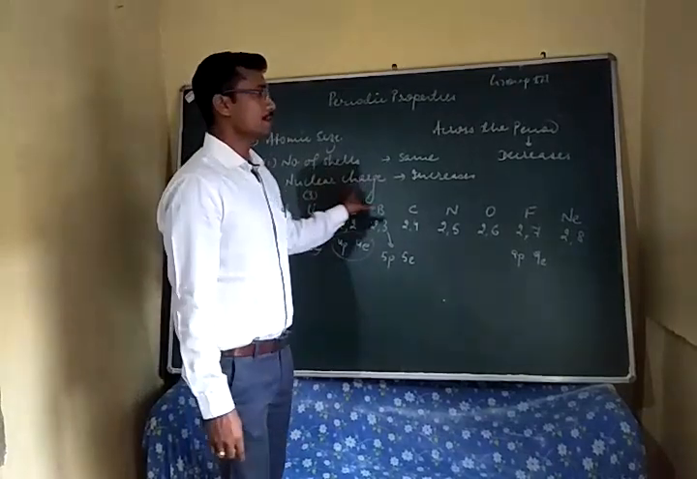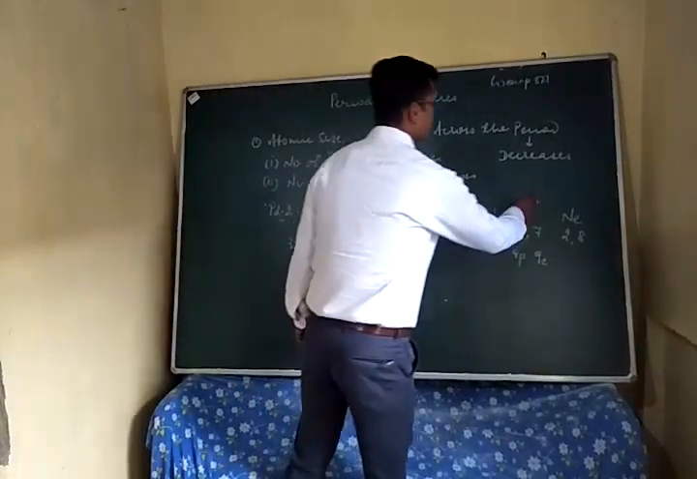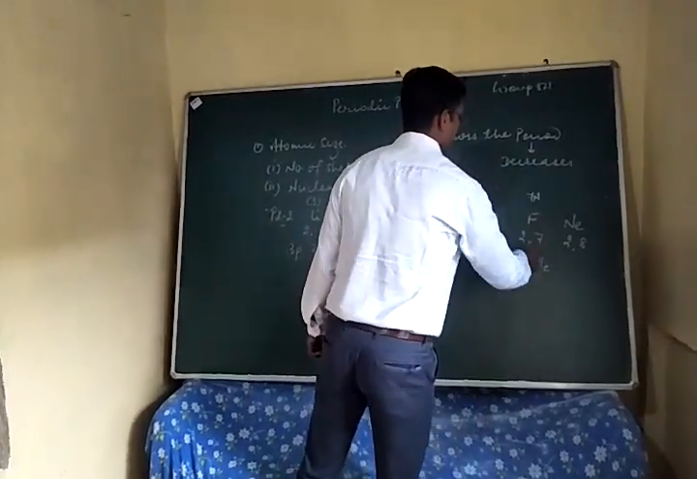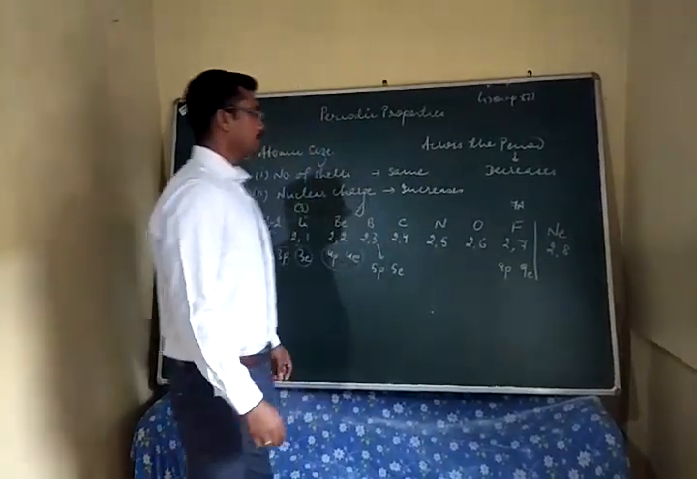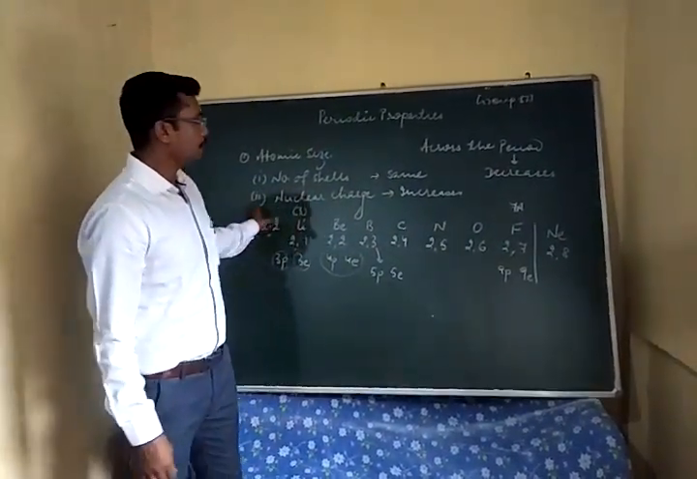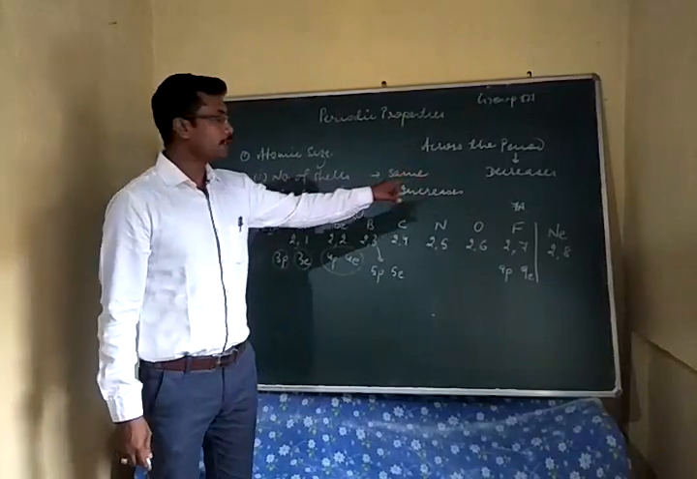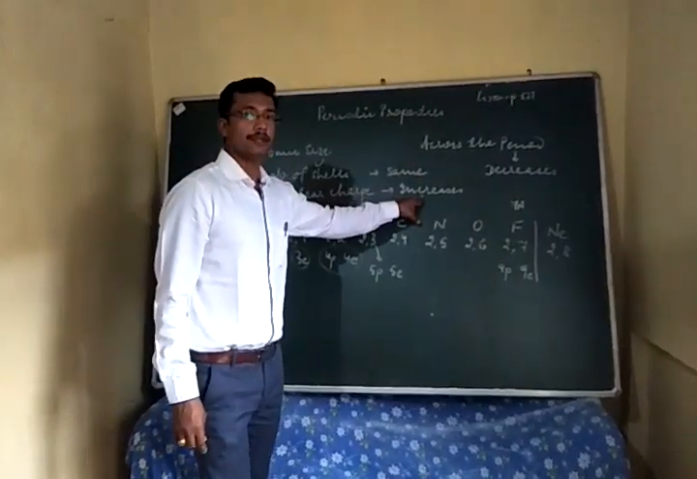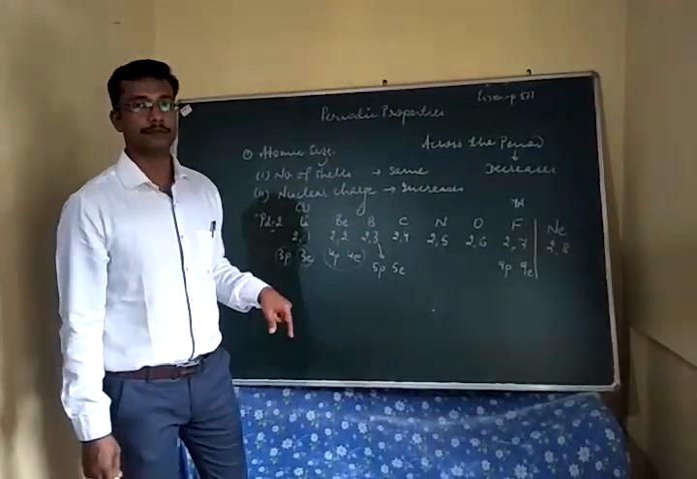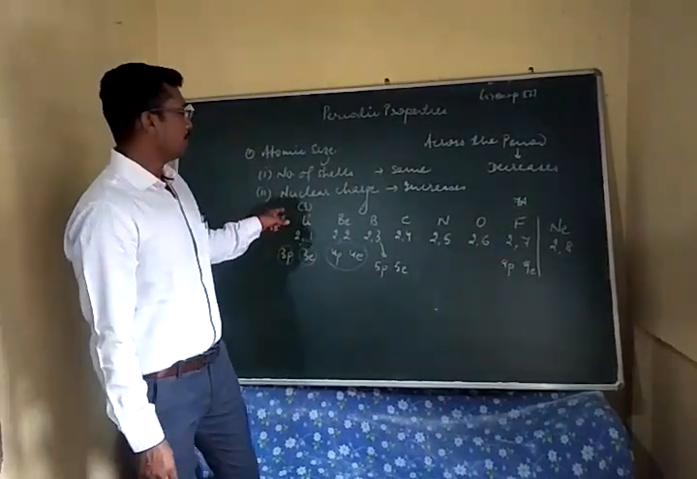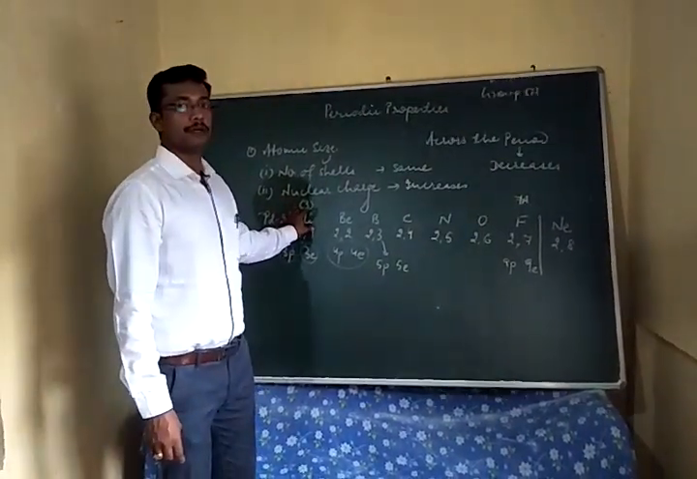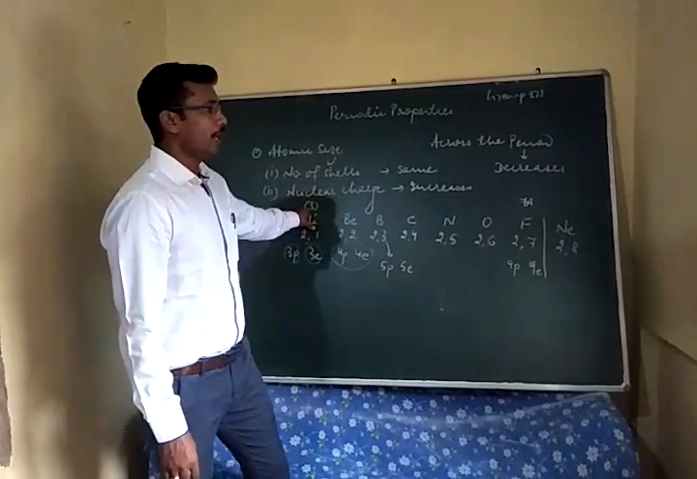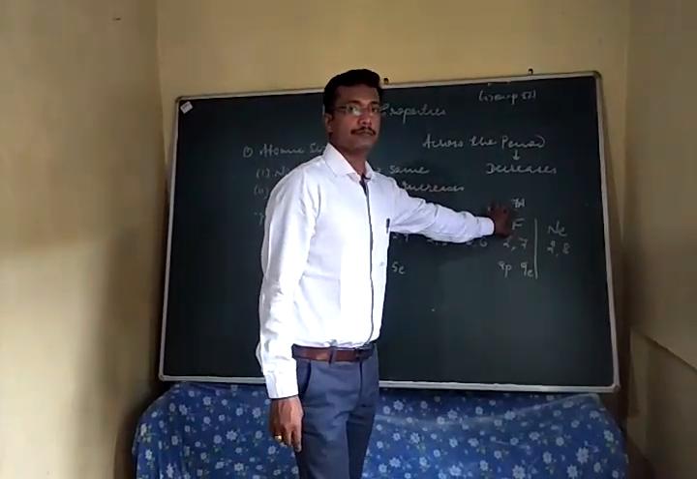So on moving across the period till group 7A, that is till fluorine, the nuclear charge increases, and due to this increasing nuclear charge, the atomic size will decrease. You can see lithium in this case will have the largest size and fluorine the least size.